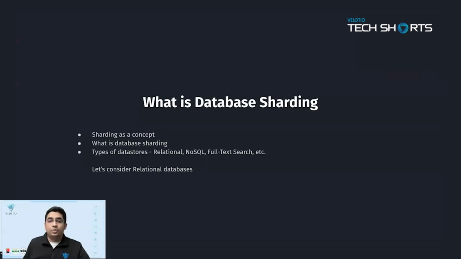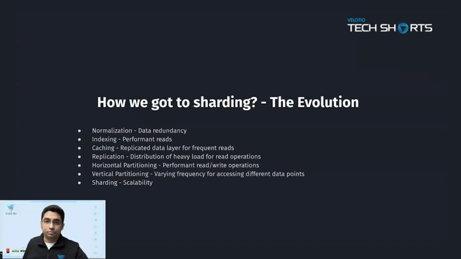Now there are different types of data stores: relational, NoSQL, full text search, many more. But for the course of this video, let us consider relational database. Now, talking about the evolution and understanding how we got to sharding, let us quickly go through the different techniques that have been employed over the years, but without diving deep into each of these.